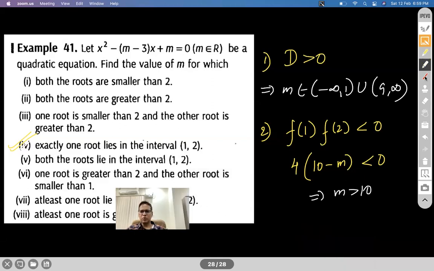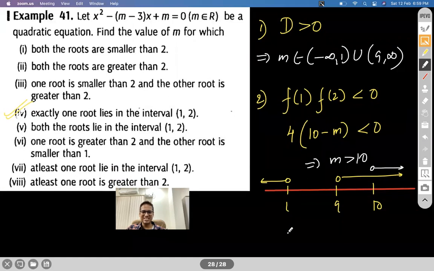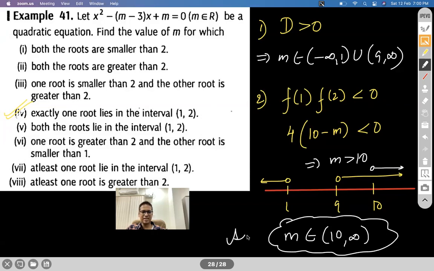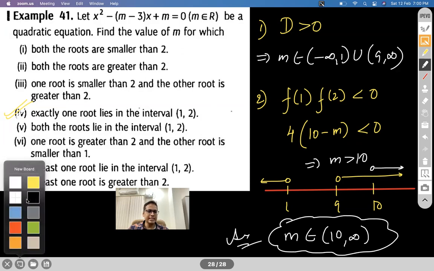Now take an overlap. I think it should give you the same answer like what we had for the previous one, isn't it? So 1, 9, 10. The first guy says, I want to be lesser than 1 or greater than 9. The second guy says, I want to be greater than 10. So overlap basically is the open interval 10 to infinity. So this becomes your answer to the question. Is it fine? Any questions, any concerns? Okay. Next.